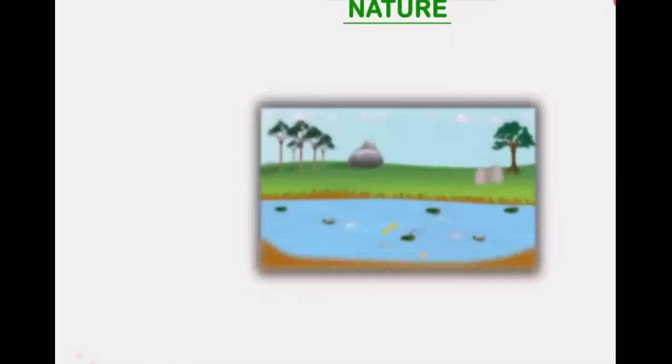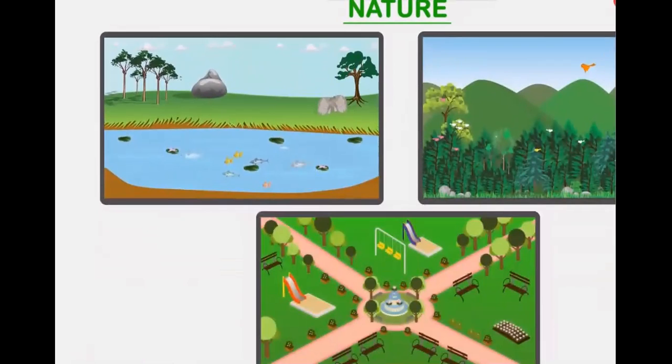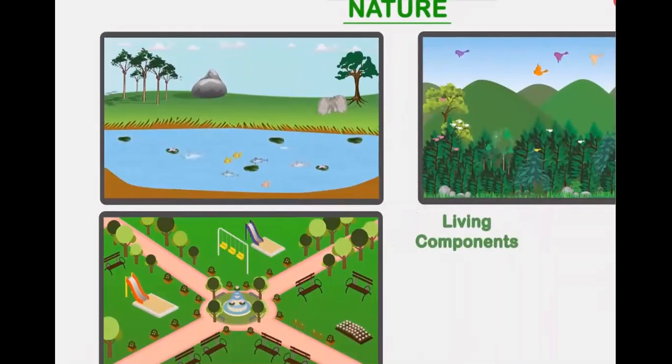When you hear the word nature, which images come to your mind? A pond, maybe a forest as well, and also a garden. Let us see each of these closely. The pond, the forest, and the garden have living organisms like fish, birds, and plants.